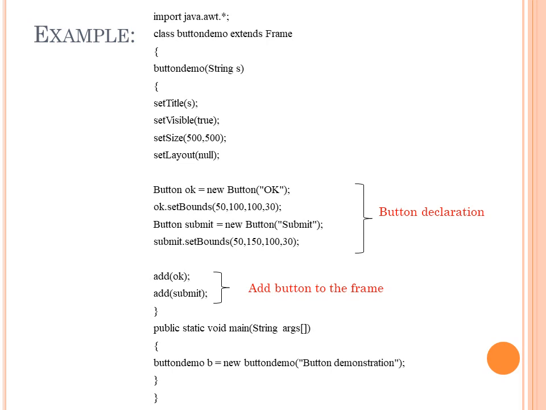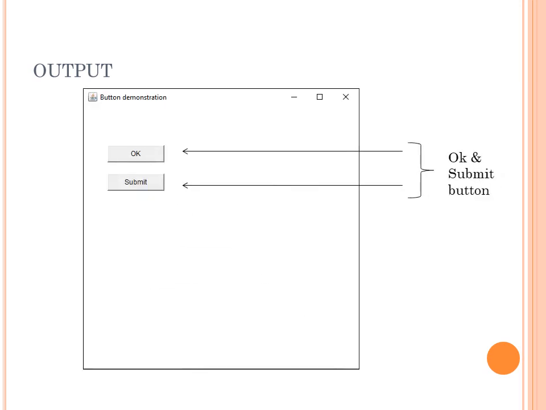Now we will see what the output will be for this. So the output for this program will be something like this. So it will have two buttons. First the button one is OK and second is submit, and with a frame title as button demonstration. So this is a very easy method to add buttons to your frame.